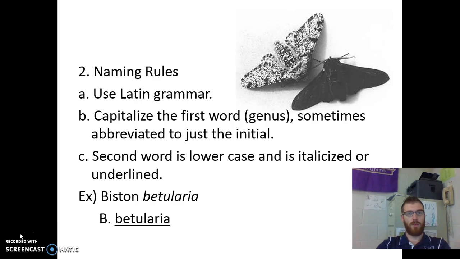So some rules for naming: we use Latin grammar, and we capitalize the first word as I already mentioned, and sometimes it's abbreviated to just the initial. The second word is always lowercase and is italicized or underlined.